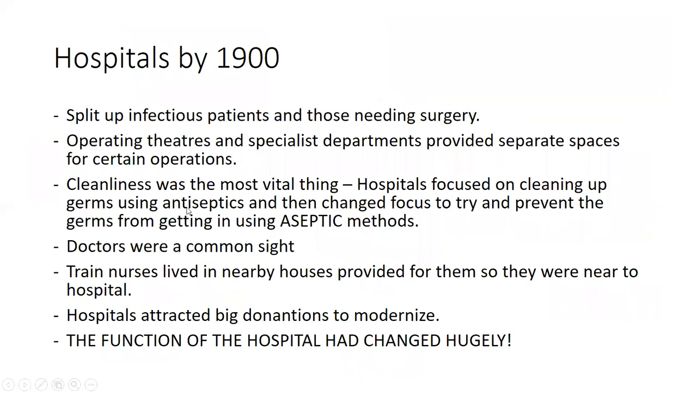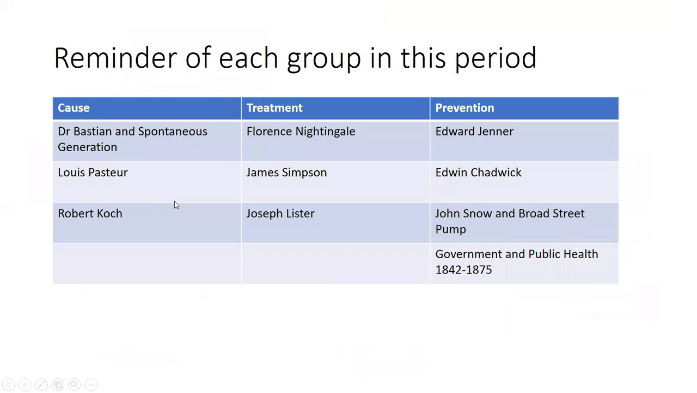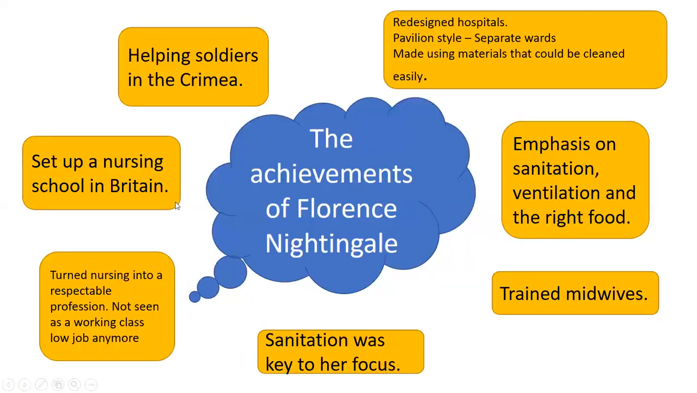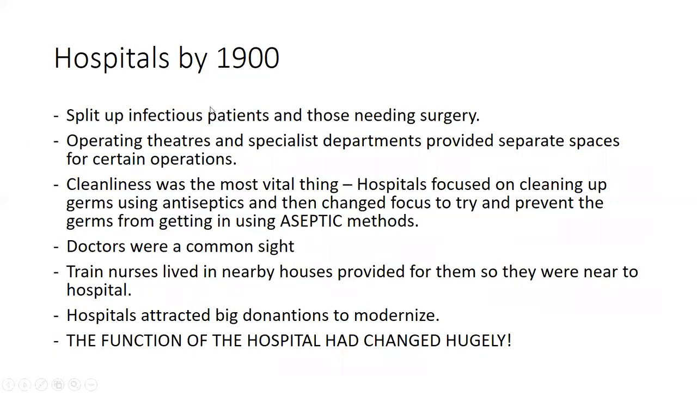So how did hospitals develop by 1900? We mentioned earlier what hospitals were like in the 18th century. What were they like by 1900? Infectious patients were split up between infectious people and those needing surgery. So it was more effective in how it was broken down. And if you look at hospitals today, they're very pavilion style, having different wards for different problems. Operating theatres and specialist departments providing spaces for certain operations was really important.